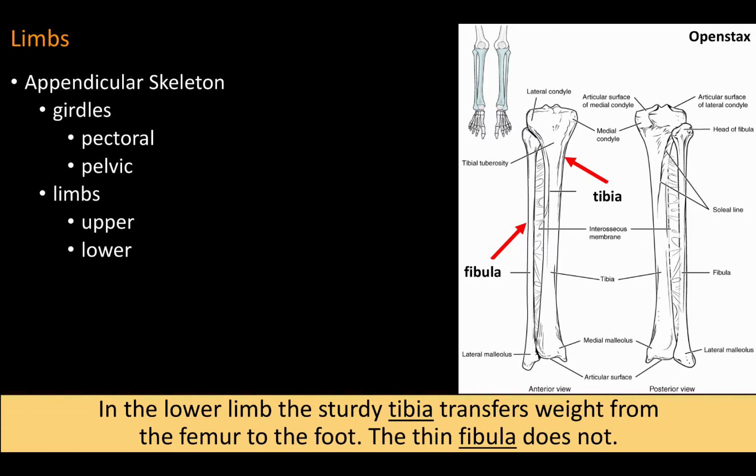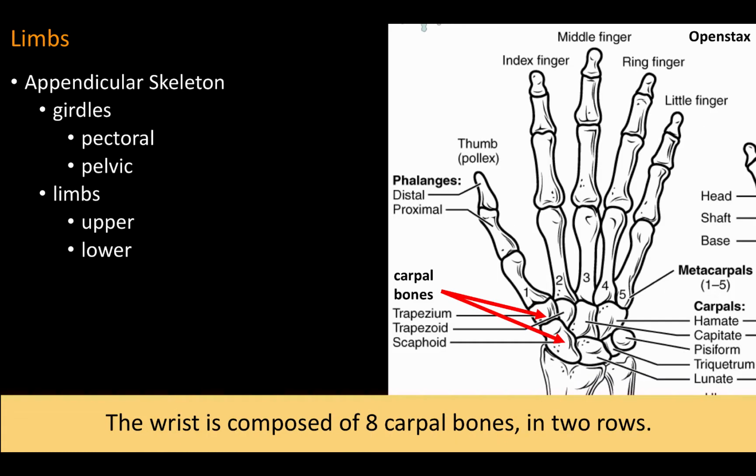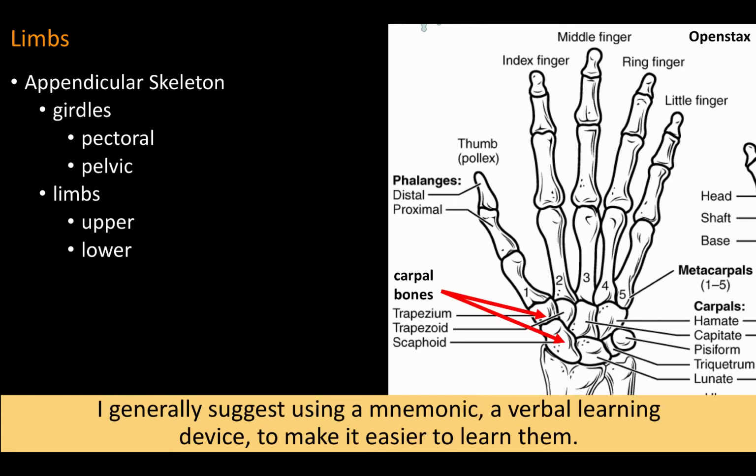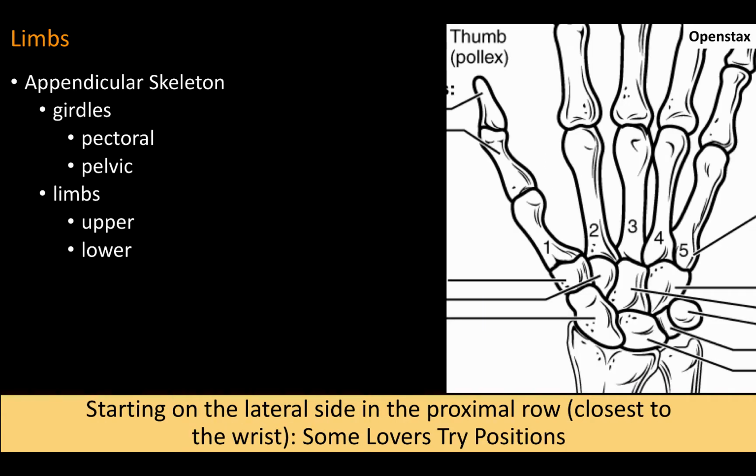In the lower limb, the sturdy tibia transfers weight from the femur to the foot. The thin fibula does not. The wrist is composed of 8 carpal bones in 2 rows. I generally suggest using a mnemonic, a verbal learning device, to make it easier to learn them.